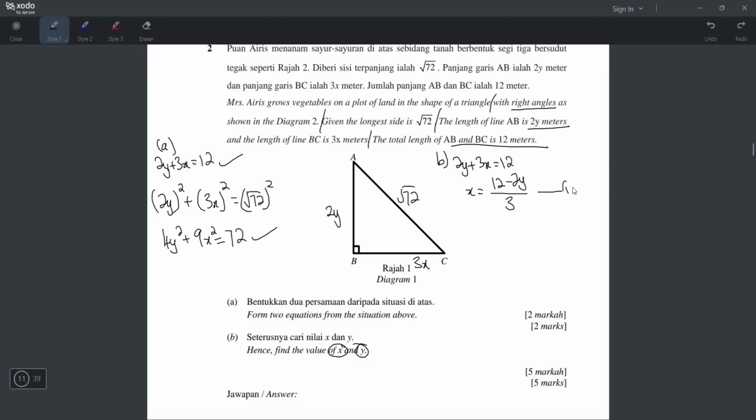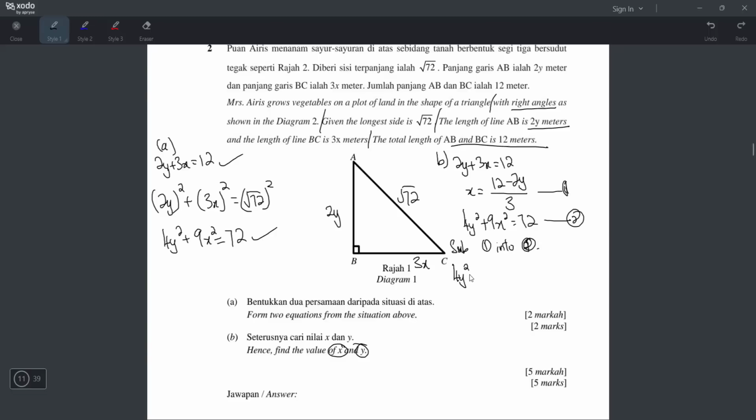Okay, so I call this equation 1. I sudah berjaya jadikan x single. And then which one is equation 2? The other equation lah. 4y square plus 9x square sama dengan 72. This is my equation 2. And then I will ganti now. Sub 1 into 2. Ataupun nak tulis dalam bahasa Melayu, ganti 1 dalam 2. Okay, so when we ganti persamaan 1 dalam persamaan 2, dia akan jadi apa?